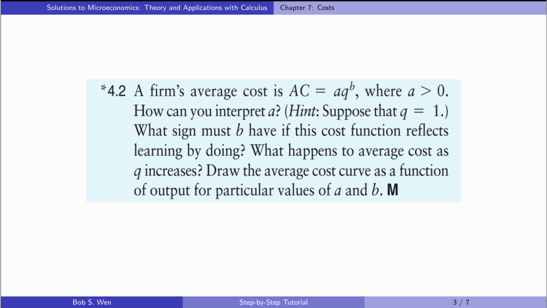Let's solve exercise 4.2. A firm's average cost is as follows, where A is positive. How can you interpret A? What sign must B have if this cost function reflects learning by doing? What happens to the average cost as Q increases? Draw the average cost curve as a function of output for particular values of A and B.